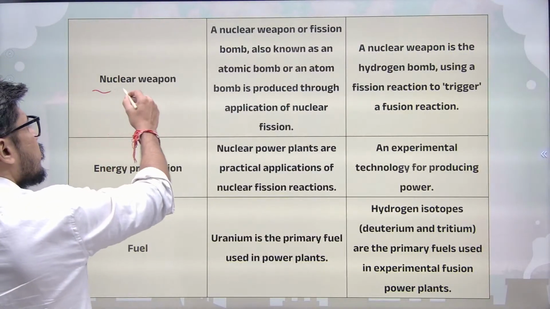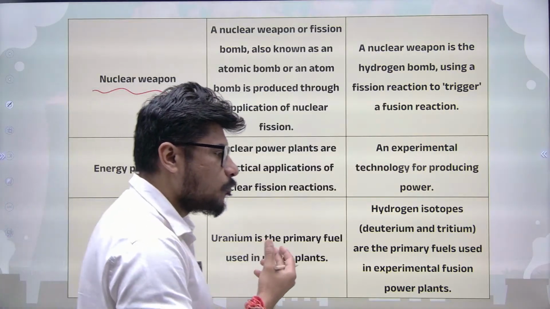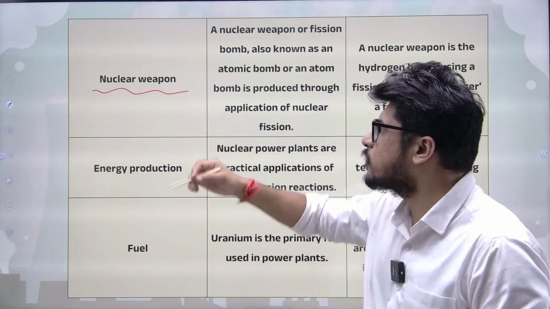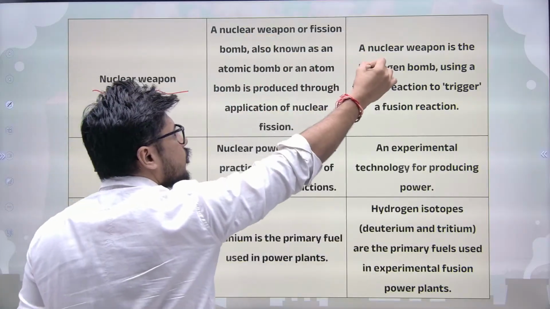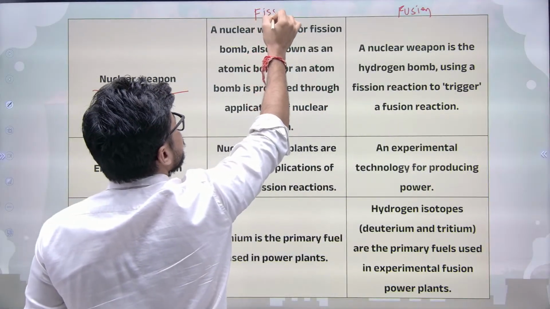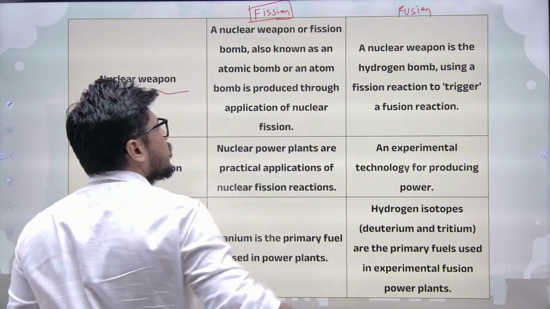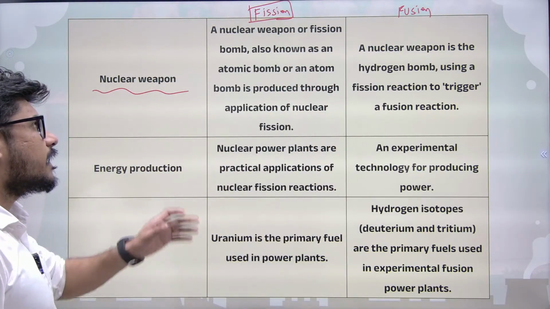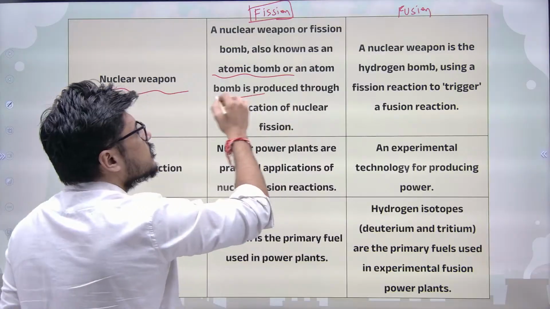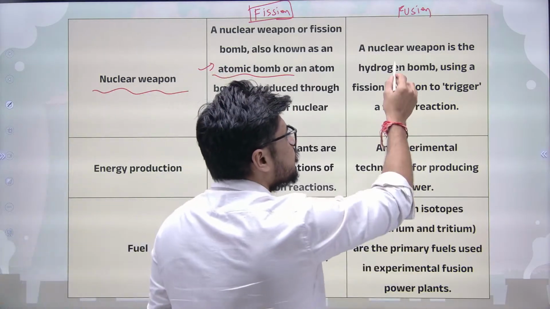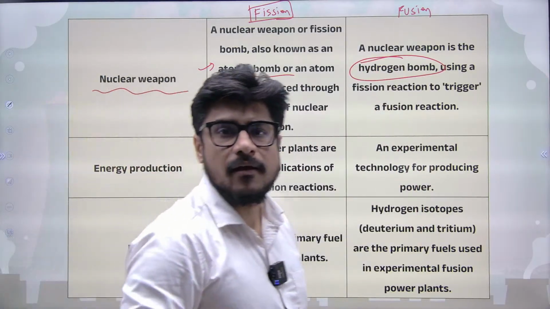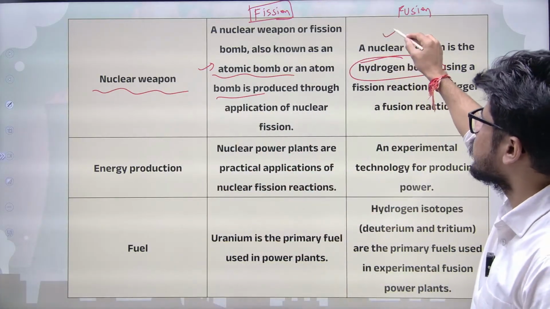Nuclear weapons. Can both processes be used for the creation of nuclear weapons? Yes, both nuclear fission and nuclear fusion are ways for the creation of nuclear weapons. Our earlier atomic bombs were made from the fission process, and right now we have the hydrogen bomb. This hydrogen bomb is used for the fusion process.